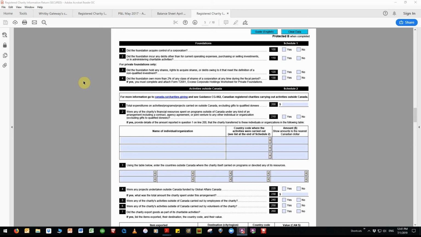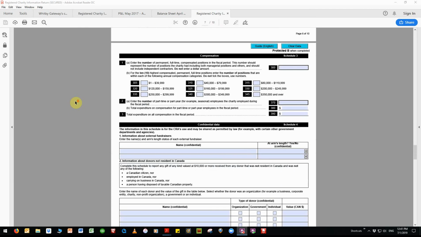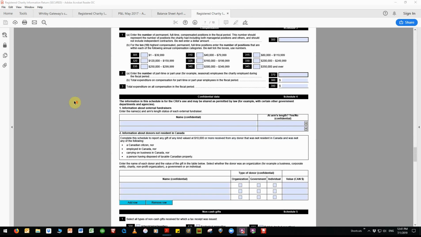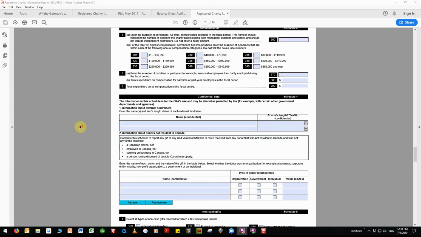We're looking at foundations and activities outside Canada. Then we're going to go down to page 7, and we're going to look at the amount of permanent employees and what their compensation is. So you list, one employee for 40 to 79,000, let's say, and then you enter the information there.